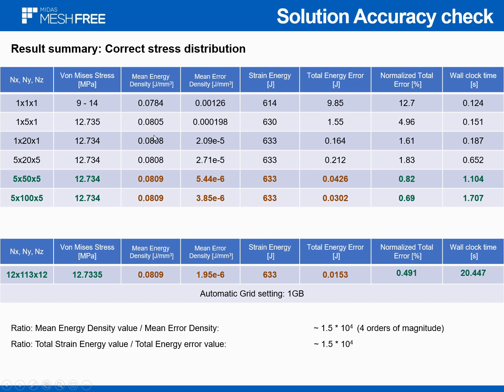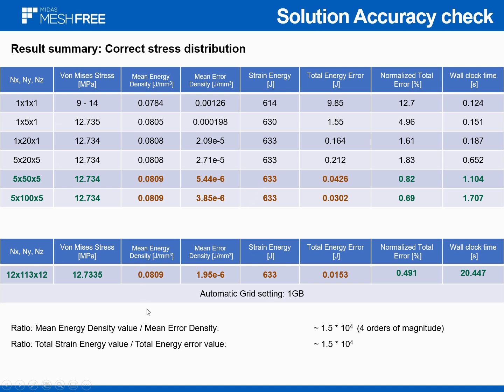values. So mean strain energy density was always correct. We can say the value we were expecting was okay. Strain energy was okay. Errors were going down all the time. So the question is when to stop.